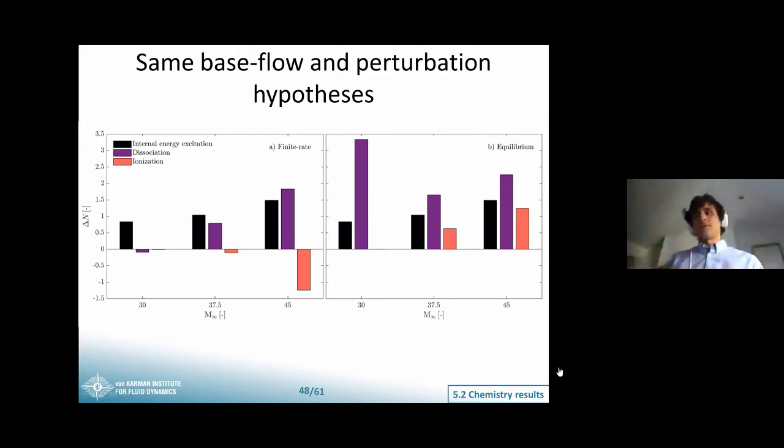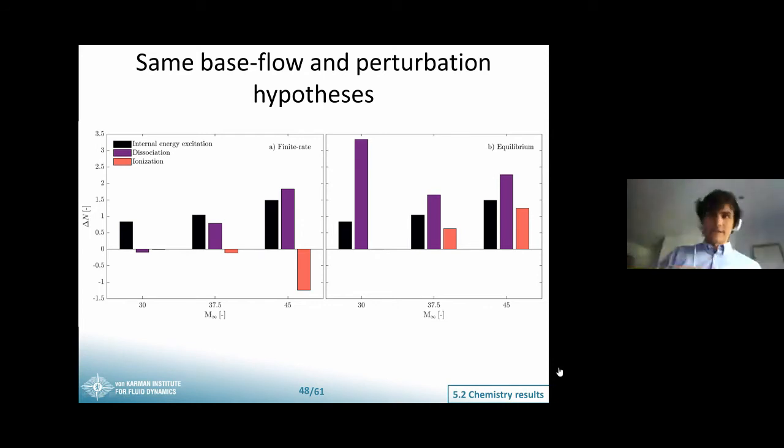So we then looked at this a bit closer, and we realized that these equilibrium investigations also assume the perturbations to be in equilibrium, which is a rather questionable assumption, because it means that these perturbations actually have a very short time oscillation, let's say. So very often they don't have time to reach equilibrium within their oscillations.